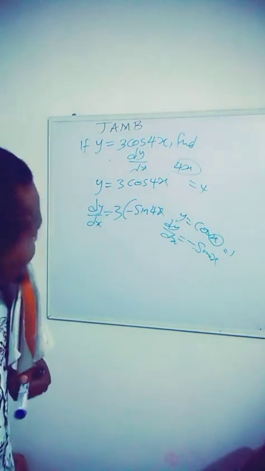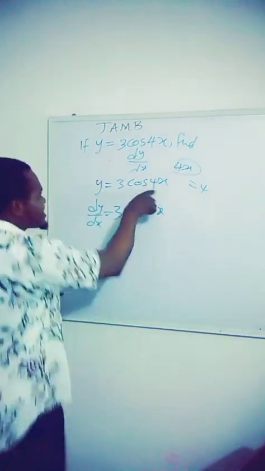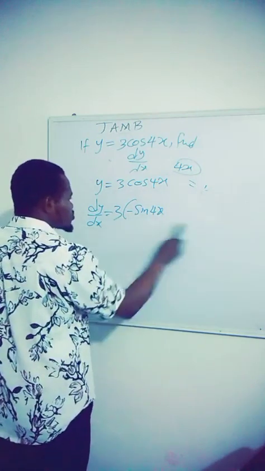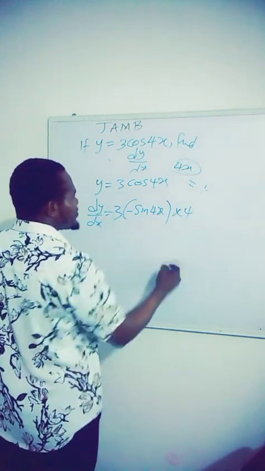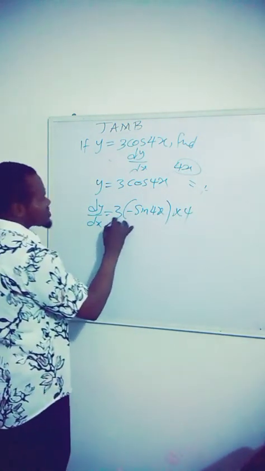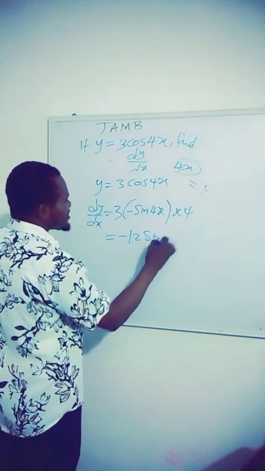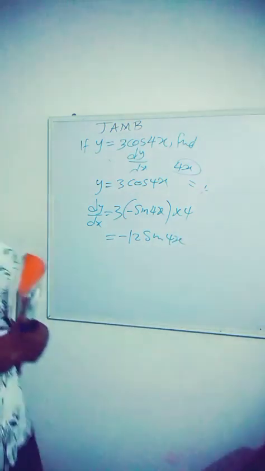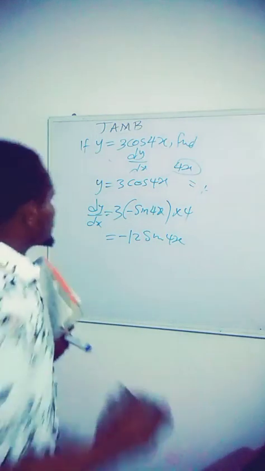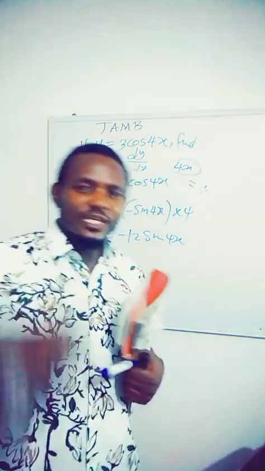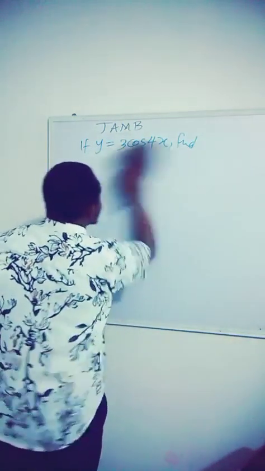So the difference at this level between integration and differentiation is that when you differentiate the angle, your final result, if you use it to divide, it becomes integration. But once you use it to multiply, that is differentiation. 3 times 4, that is 12, times minus sine 4x, so minus 12 sine 4x. So I believe this is okay now. That is it. When you differentiate cos, it's a negative sign. You got me? It's a negative sign.